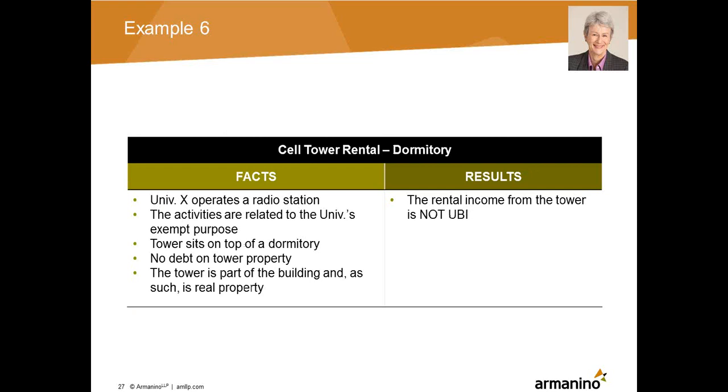Example number 6. All right, University X is still operating that radio station. Activities are related to the university's exempt purpose. They must have a broadcasting major. The tower sits on top of a dormitory. There's no debt on the tower property. And in this case, the tower is part of the building and as such is real property. So our result here is that the rental from that tower is not unrelated business income.